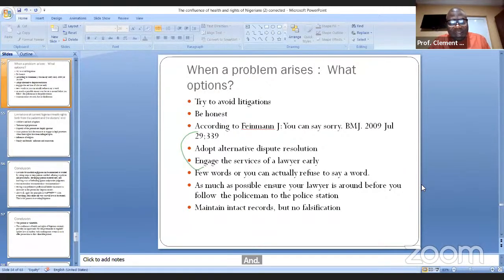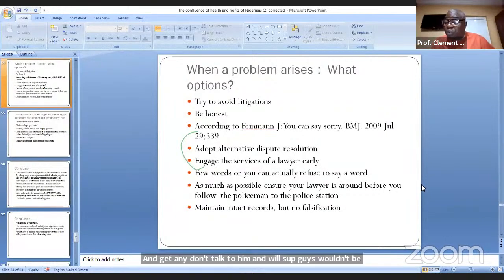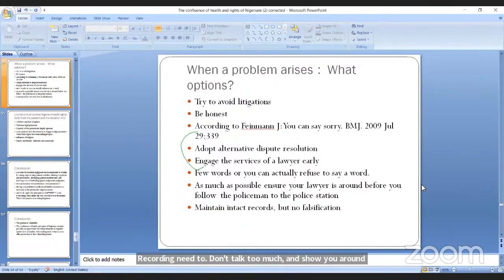Engage the service of a lawyer very early. Don't talk too much. When you observe that it's going to be a legal issue, don't talk too much. When that same patient is phoning you, it's recording whatever you're saying. So don't talk too much, and ensure your lawyer is around before you follow policemen to the court. Otherwise, they can mess you up.